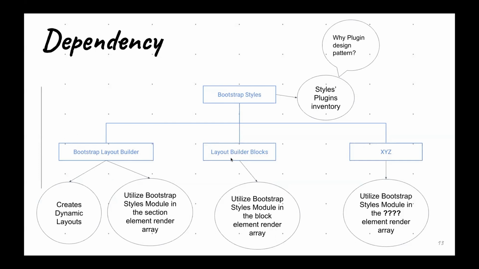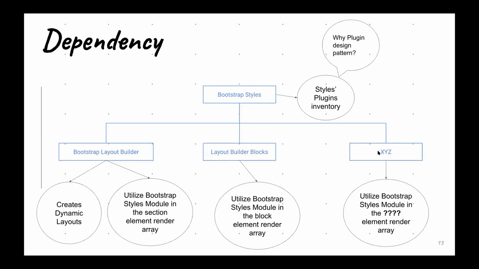So this block has a wrapper. This wrapper is based on a render array. We can assign classes by Layout Builder or by custom functionality. So the idea is just to utilize Bootstrap Styles, use whatever plugins we need in Layout Builder Blocks, and we can, of course, restrict or override any plugins that come from Bootstrap Styles as a source module.